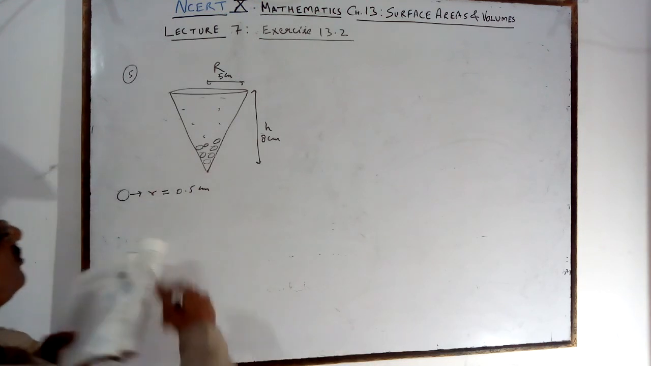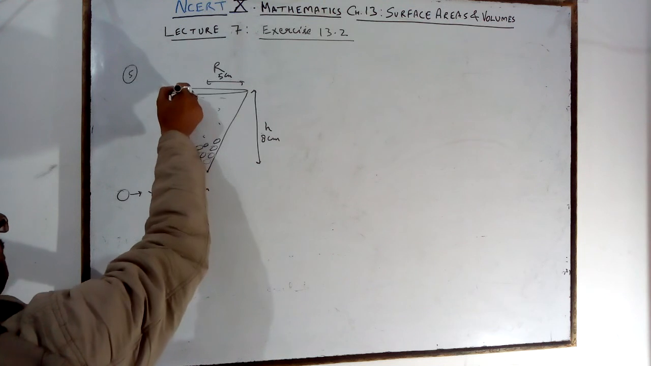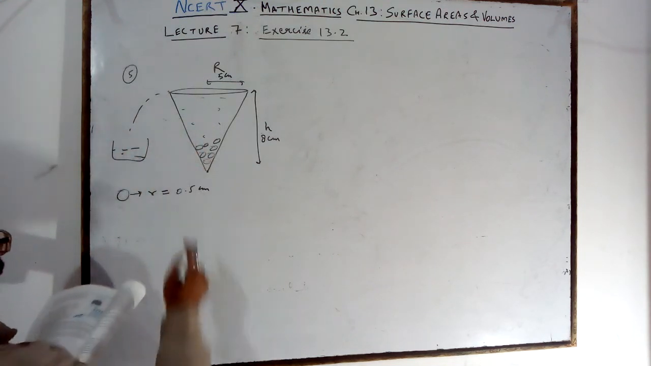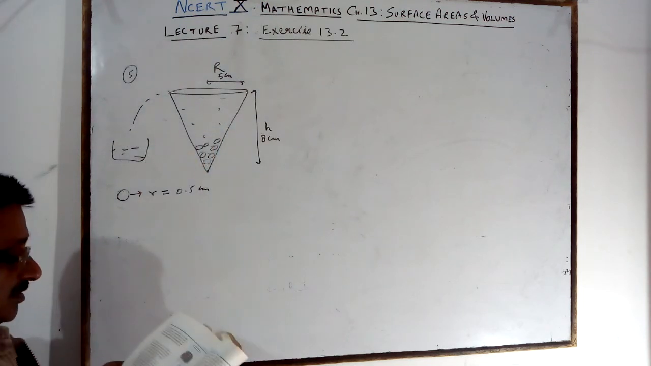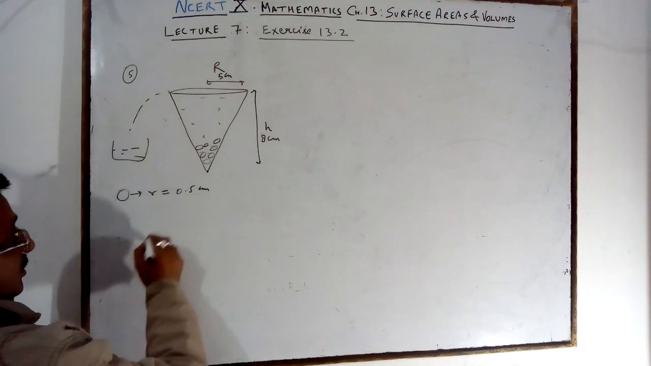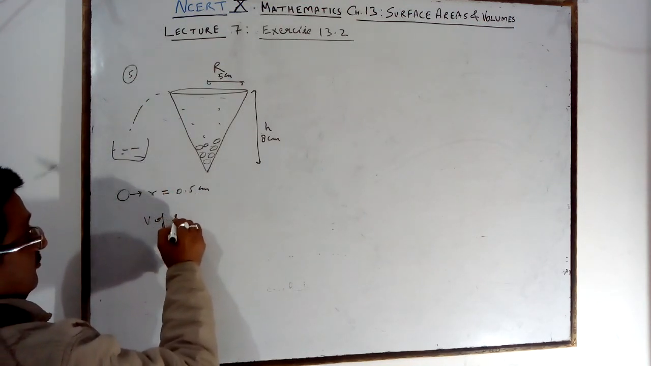1/4 of the water flows out. Like Archimedes principle, water flows out, and you are collecting it here. It is 1/4 of the volume of this vessel. So, 1/4 of the water.